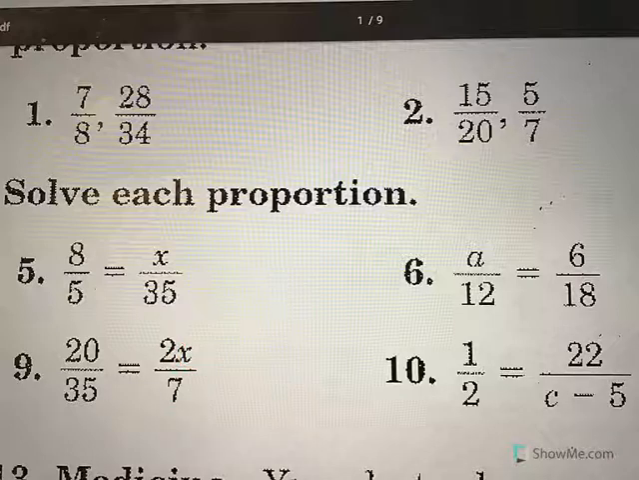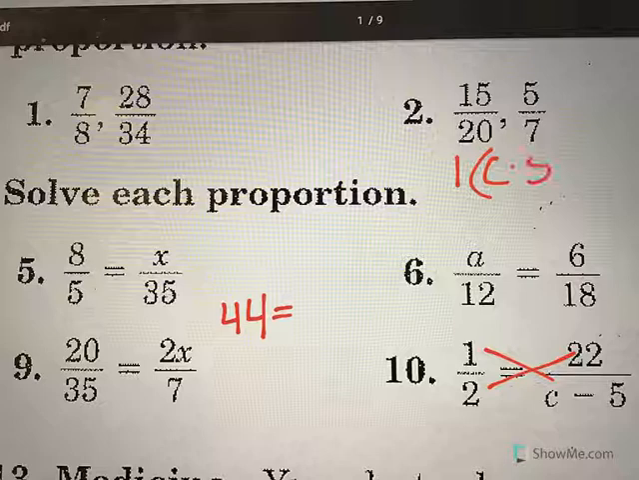All right, let's do the last one. Let's go ahead and do the cross multiplication. So 2 times 22 is 44. And then 1, I'm going to solve it up here, 1 times c minus 5. I have to use the distributive property on this, meaning I have to multiply the 1 times the c and the 1 times the negative 5. So that gives me, of course it's times 1, so it doesn't change.